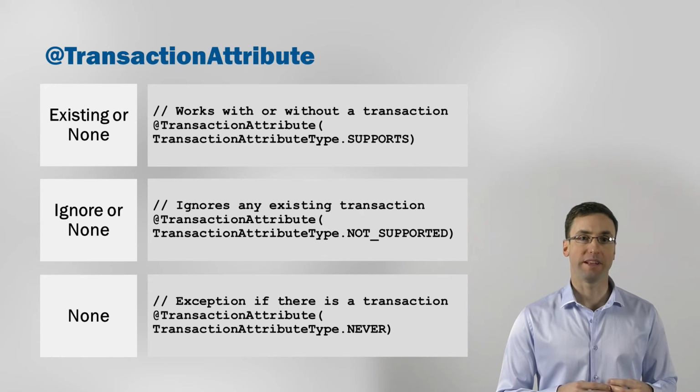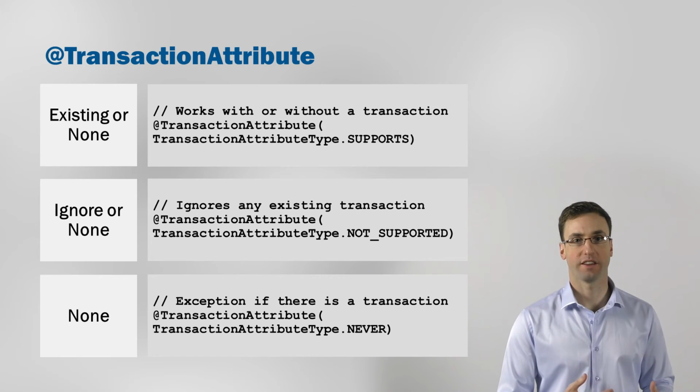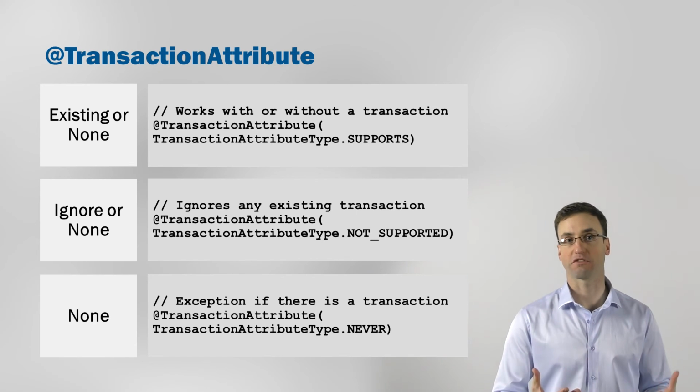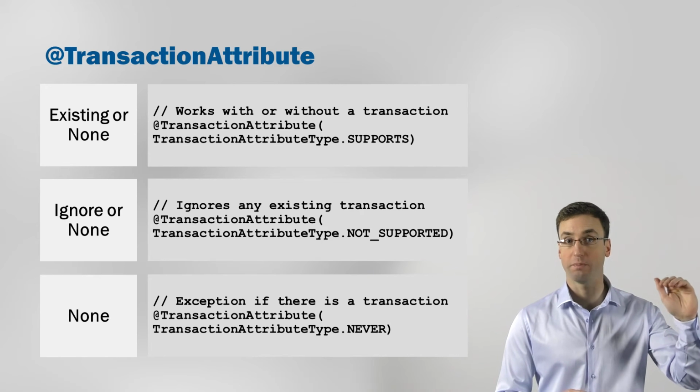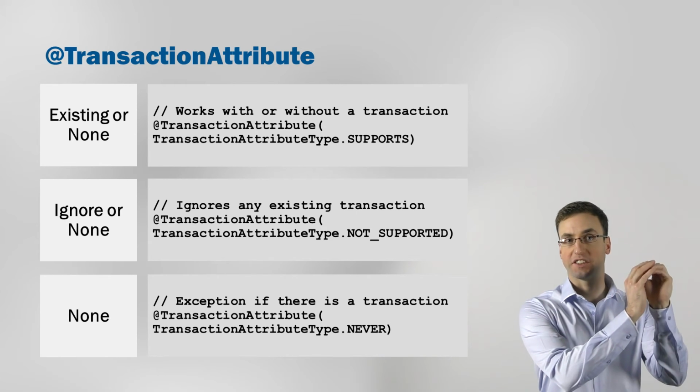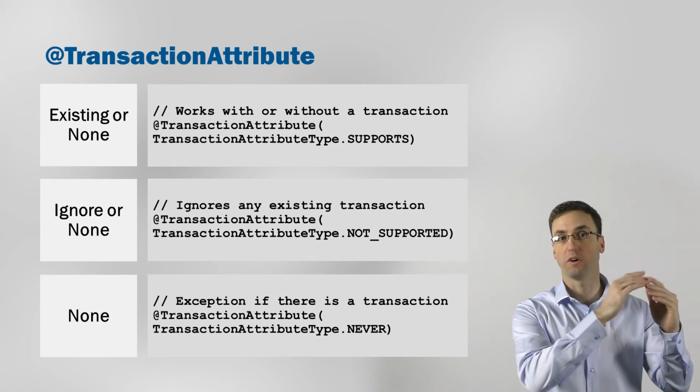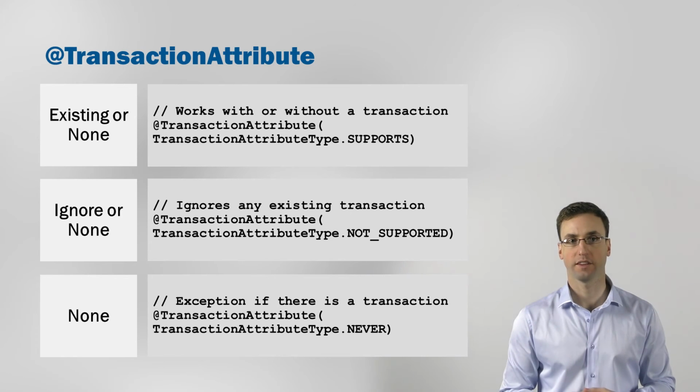Not supported means that the method should run without a transaction. If there's no transaction, then it just runs. If there's already a running transaction, then that running transaction should be ignored. The running transaction gets suspended, and then it's resumed once your method completes.